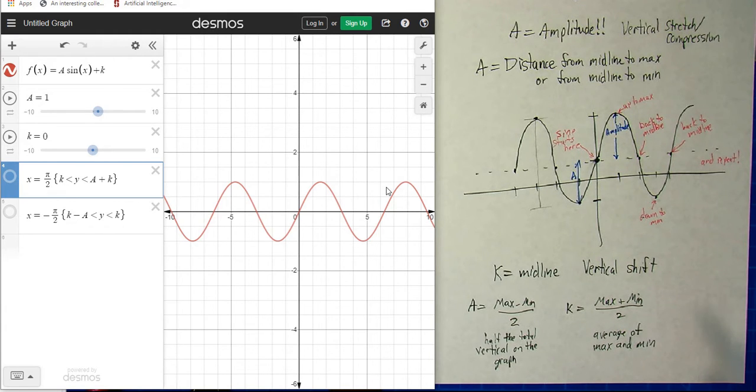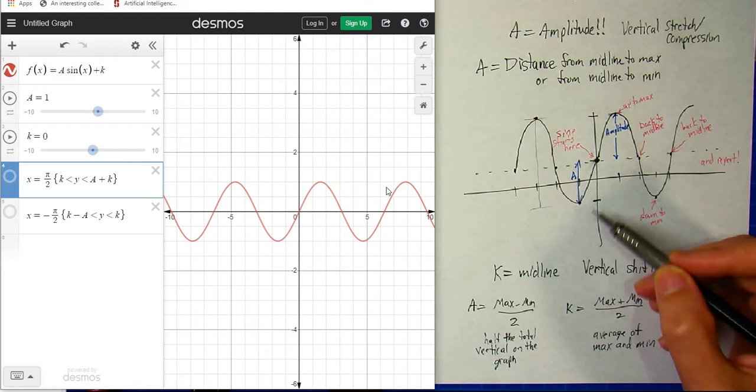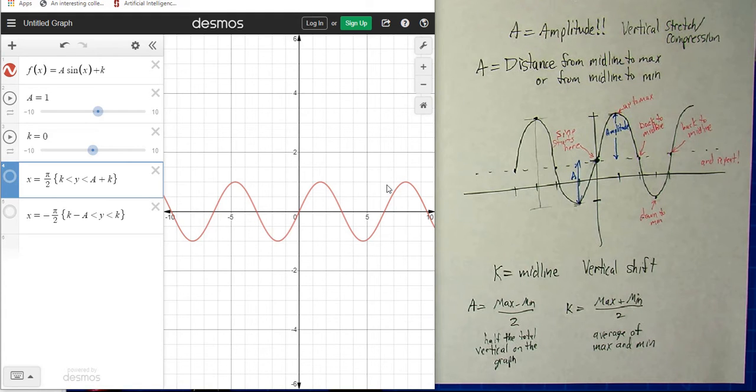But instead of trying to memorize formulas, because you see these are similar, try to make sense of it. Half the total vertical is the amplitude, and the average of the max and min is the midline, just right between whatever the y values for the max and the min are here. Let's look at those in Desmos.